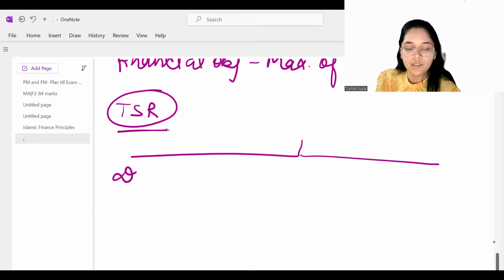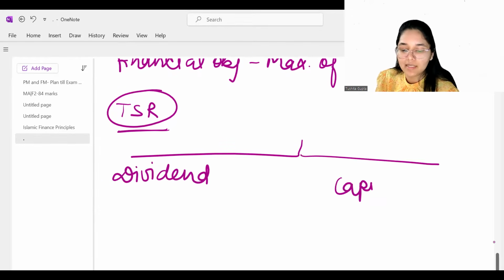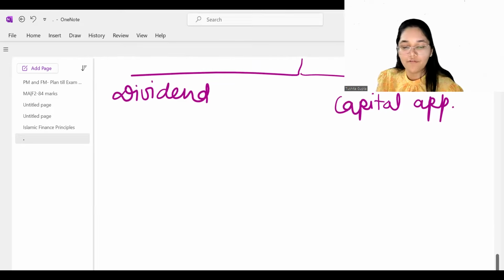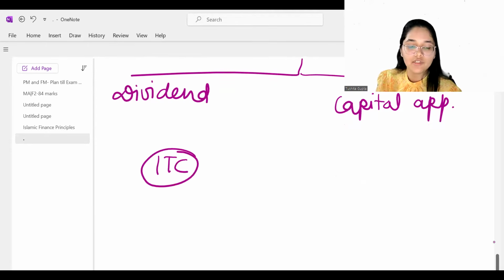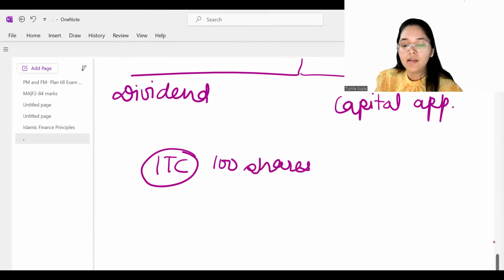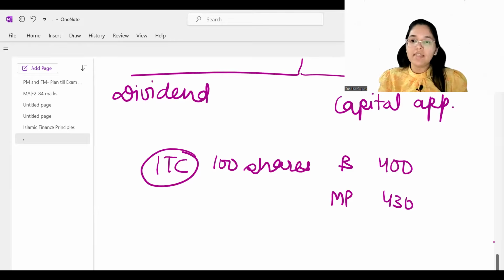The first form of return is the dividend that the company pays you, and the second thing is the capital appreciation. So let me give you an example of both. Let's suppose ITC is a company which is listed on the Indian stock exchanges. Indian stock exchanges are the Bombay Stock Exchange and the National Stock Exchange. Let's suppose I own maybe 100 shares of ITC at present, and I bought them at 400, and presently the price in the market is around 430. So this is what the situation is at the moment.